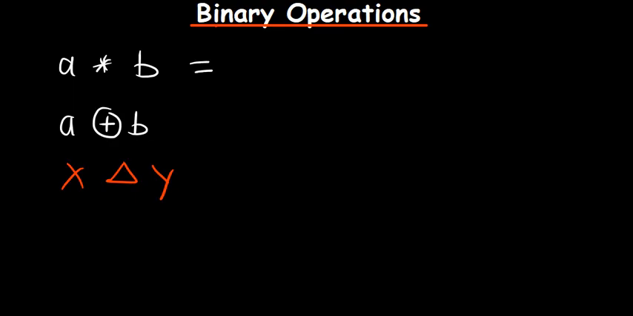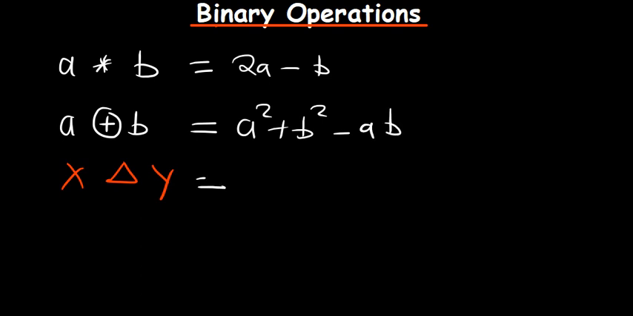So I can start with the simplest one. We can have a look at where we say a star b equals 2a minus b, and then let's say another one, a squared plus b squared minus ab, and then for x and y, maybe let's call it 2x plus y, something like that. So these are examples of binary operations. Okay, now how do you simplify things like 2 star 3?